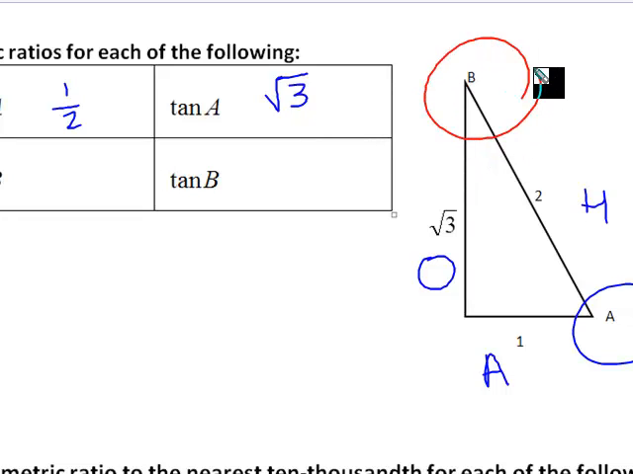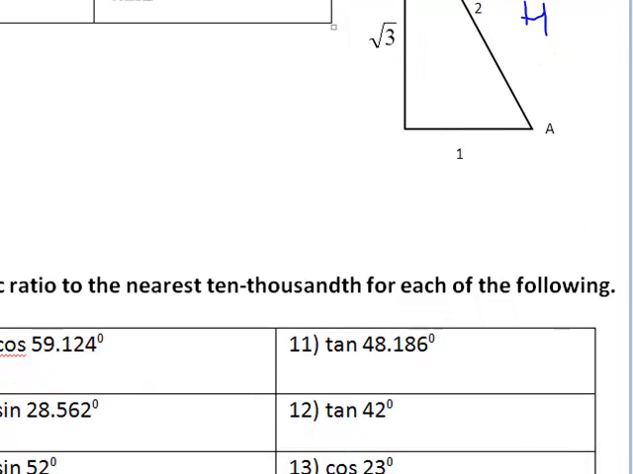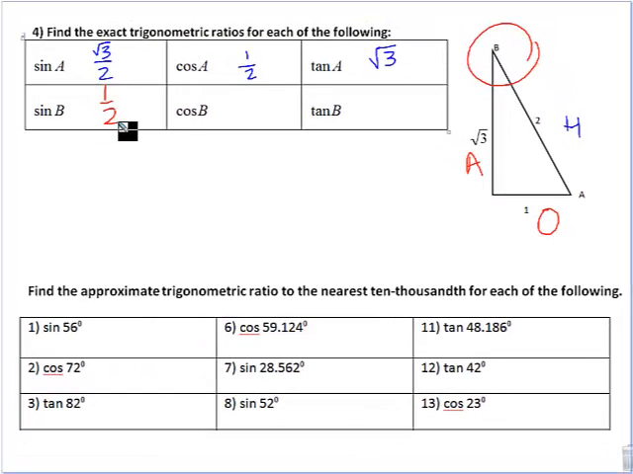the correct way, but let's actually look at terms of B. So now if we look at it in terms of B, which one's the opposite and adjacent? Opposite is 1. Adjacent is now square root of 3. So sine of B, what would this be? Yep, 1/2. And notice it is the same thing as our cosine of A. Cosine of B, what is that? Yep, square root of 3 over 2, and it is the same thing as our sine of A.